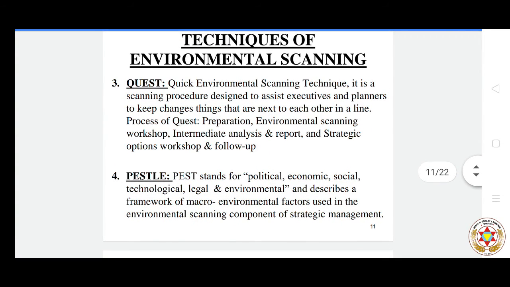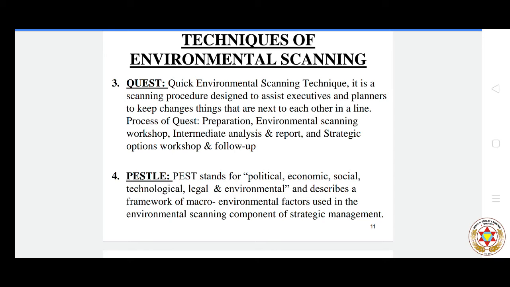The next technique of environmental analysis is the QUEST, that is the Quick Environmental Scanning Technique, as proposed by B. Nanans, and it is a scanning procedure designed to assist the executives and the planners. That is the process of QUEST. It includes the preparation, environmental scanning workshop, intermediate analysis and report, and strategic options workshop and follow-up.